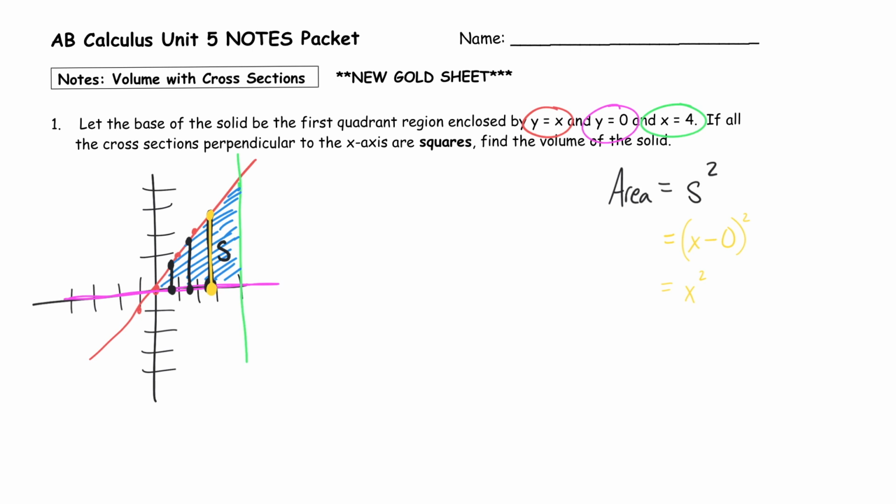If we want to find the total volume, we need to add up all of these different areas. So what we're going to do is the integral, that's going to sum up all of these areas, of x squared dx. Because again, x squared is the area of one square. And then our boundaries are going to go from x equals 0 to x equals 4. And then we're going to throw this in our calculator.